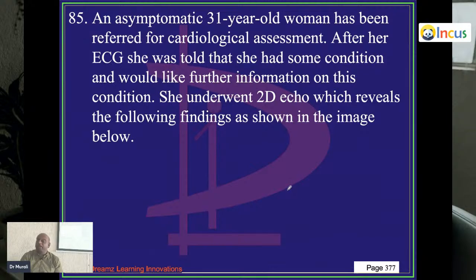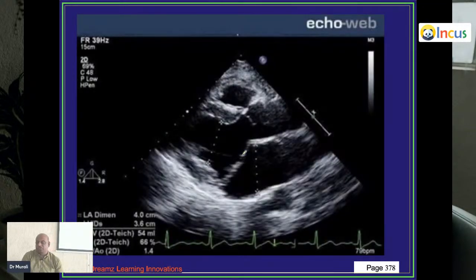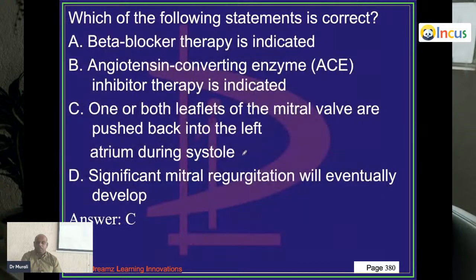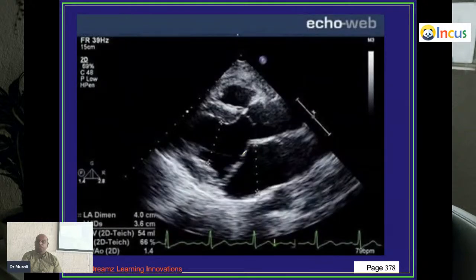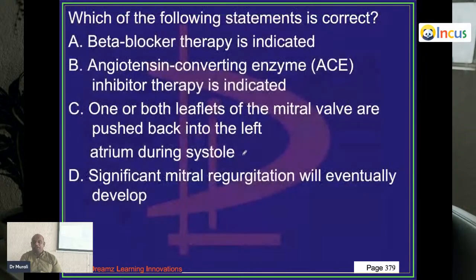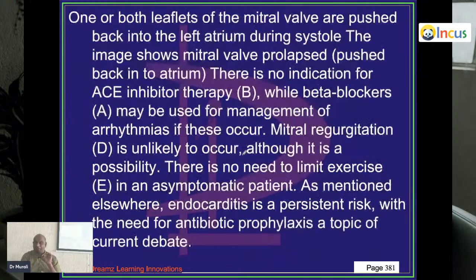A symptomatic 31-year-old woman, she underwent 2D echo, and that reveals this finding. So, what are you able to see? So what we are able to appreciate is a prolapse. Mitral valve prolapse is what you need to remember.